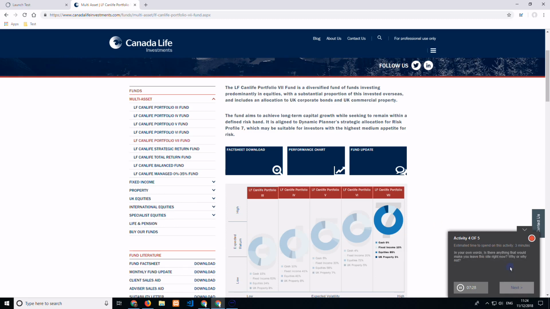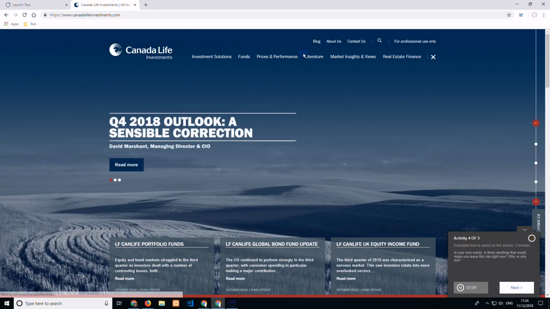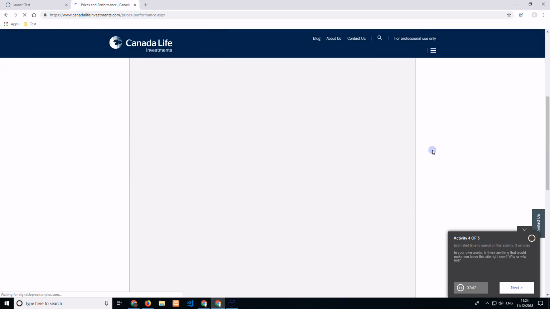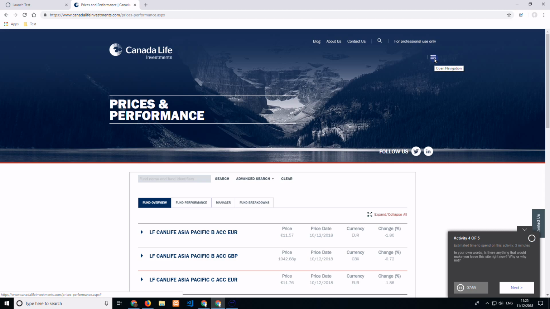In your own words, is there anything that would make you leave the site right now? Why or why not? I'm looking at the structure of the site. It seems fine. This menu is infuriating, I have to say. I have no idea why any rational person would design it like this. Possibly on a mobile that makes sense because we've got a limited amount of screen space. That's not true on a computer. I've got a 1080p screen here, and there's loads of room, particularly to have that menu.